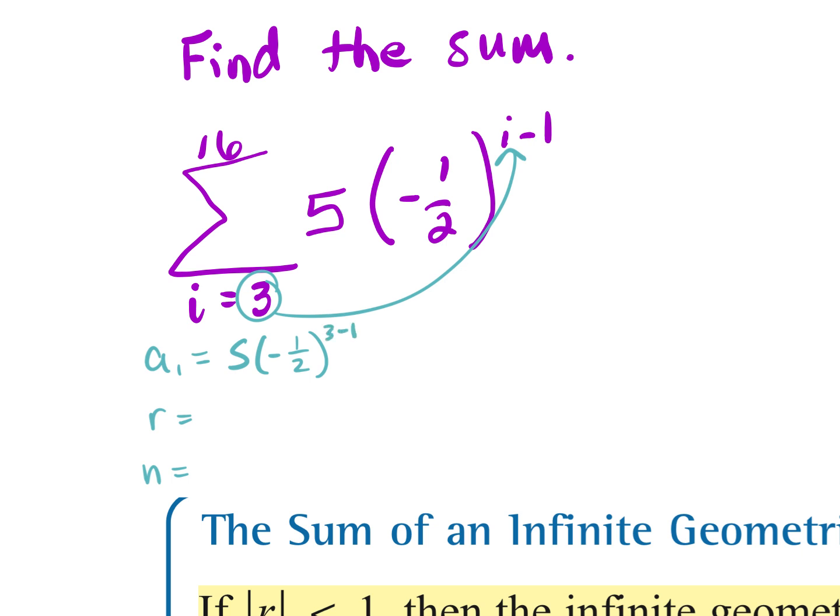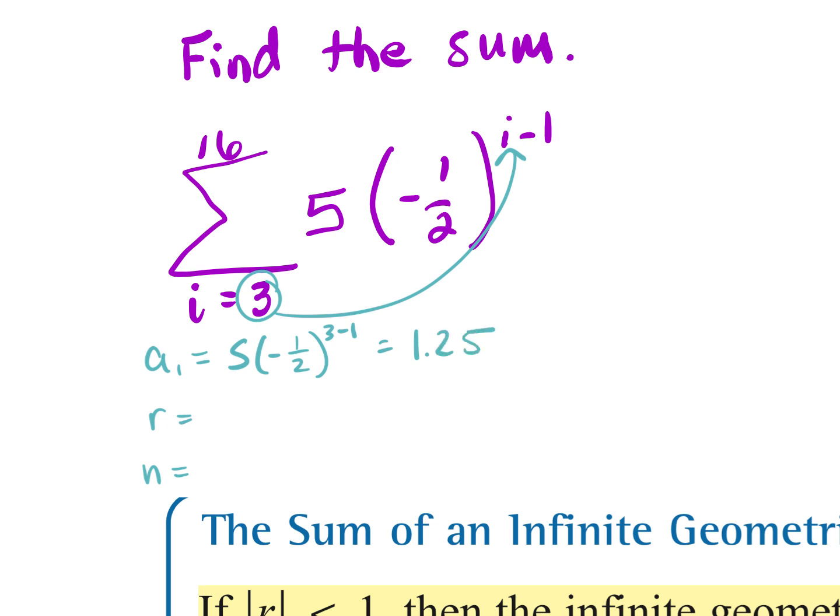So we can put this in our calculator. Be careful when you put it in the calculator, especially when you have fractions. Make sure you use parentheses. So if you put it all in at once, definitely use parentheses. So I'm going to do 5 times parentheses negative, I'll call it 0.5 since it's the same as 1/2, to the second power, because 3 minus 1 would be 2. So you should get 1.25 when you put it in the calculator.